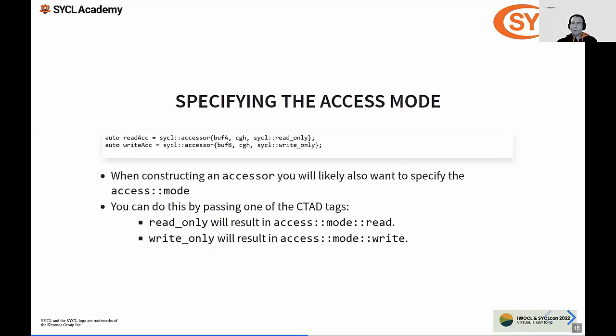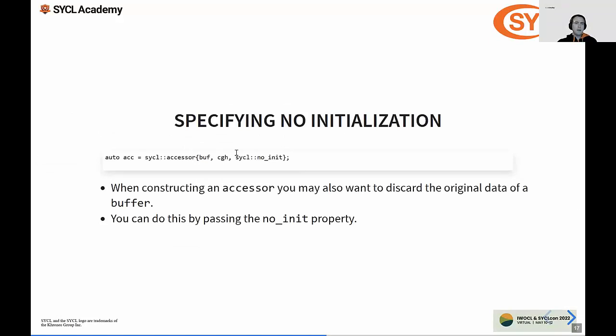If you want to optimize this a little bit, you can specify the access mode. You can do this via a deduction tag. So here you create an accessor with the SYCL read-only tag, and that will create a read-only accessor. And the same for a write-only tag. You can also say that you want to discard the original data of the buffer. So if there was already any data before in the buffer, with this accessor you just say that you're not interested in that data, and it can be discarded.